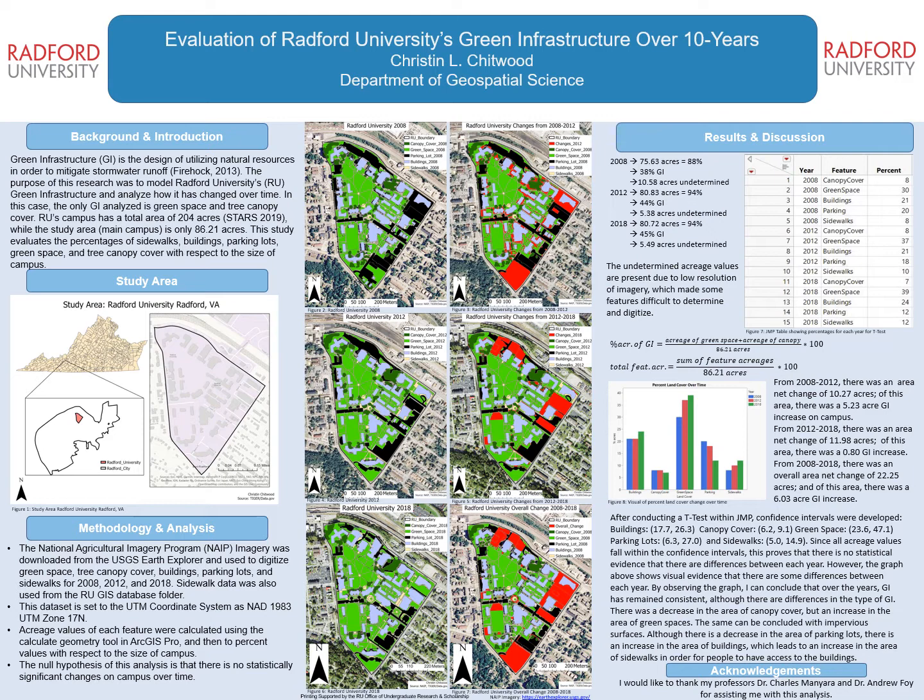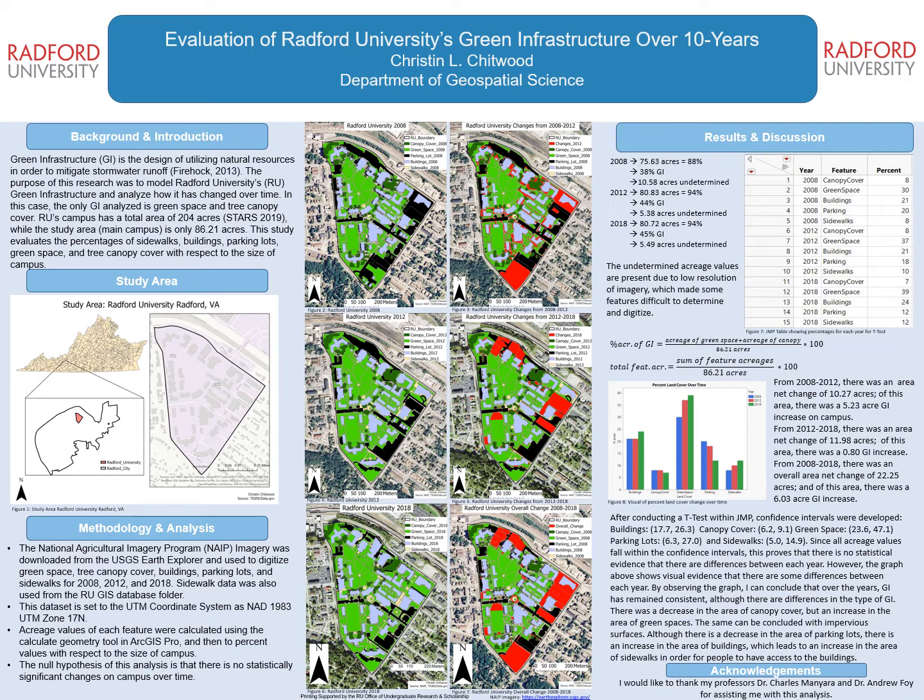Figure 3 displays the infrastructure changes that occurred on campus from 2008 to 2012. The differences between the two images are colored in red. Figure 4 shows all set changes on campus in 2012. Figure 5 displays the changes that occurred from 2012 to 2018. The changes here are also colored in red. The 2018 image displays the most recent NAIP imagery and includes the set changes that occurred since 2012. The final image displays the overall changes that occurred from 2008 to 2018. All changes are shown in red.